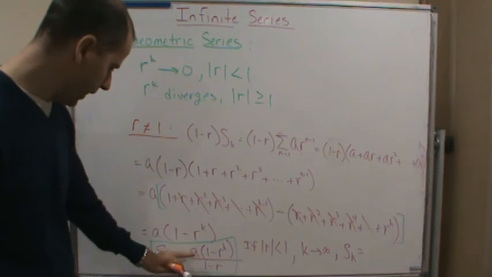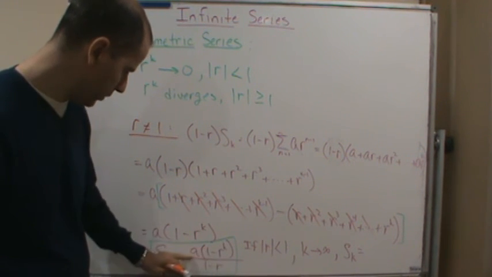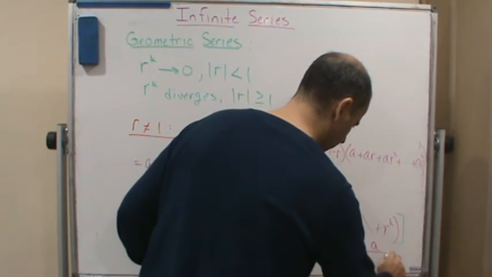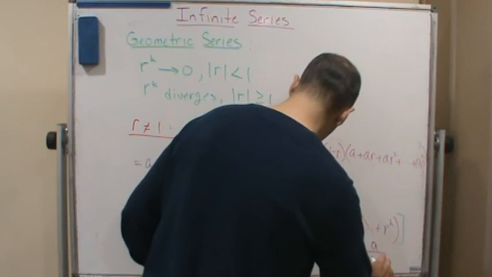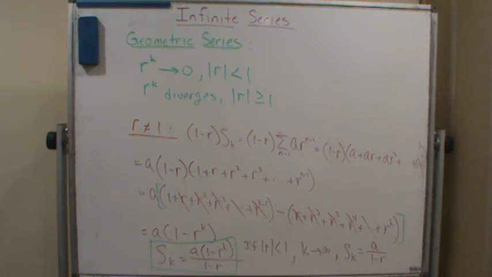is going to approach a times 1 minus 0, so this is just going to be a times 1, which is a. So the partial sum is going to approach a over 1 minus r. Okay, so what does that mean? Well, it means that the sequence of partial sums converges to that expression of a divided by 1 minus r.